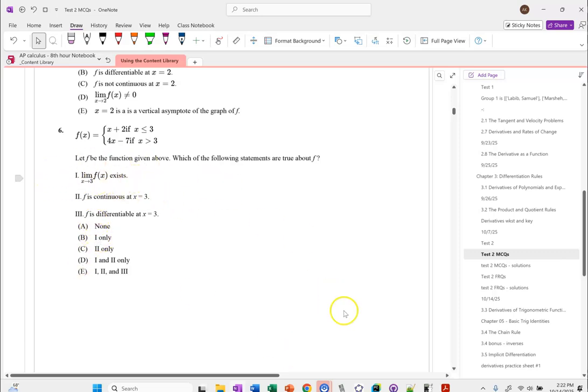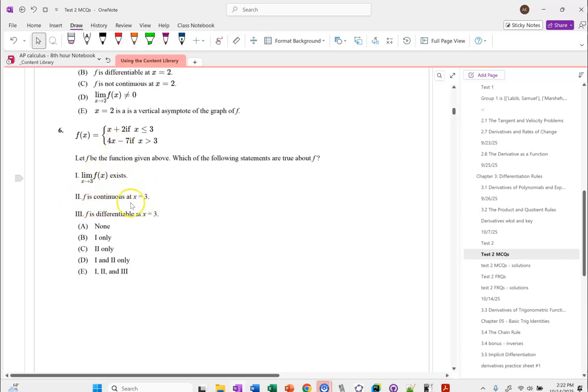Does the limit exist? Yes. How do you know? Because I plugged in 3 to both functions and they both came out 5. 3 plus 2 is 5. 12 minus 7 is 5. So we know immediately that this one can't be it. A and C are out, right? Immediately. Everybody agree?